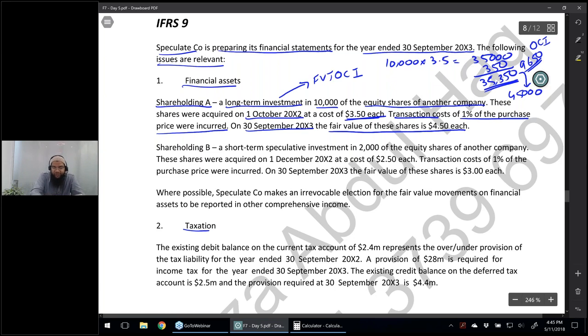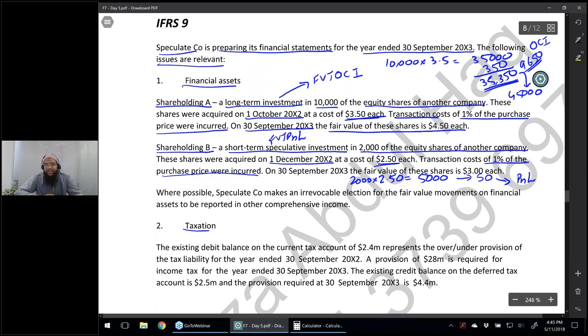Further, the question says that shareholding B is a short-term speculative investment, which means fair value through P&L, in 2,000 equity shares of another company. These shares were acquired on 1st December 20x2 at a cost of 2.5. So 2,000 into 2.5 is equal to 5,000. Transaction cost of 1% of the purchase price was incurred. Now the transaction cost is going to be 50. In fair value through P&L, we do not capitalize the transaction cost. Instead, we record it as an expense. So the financial asset will be 5,000 and the expense in P&L will be 50.